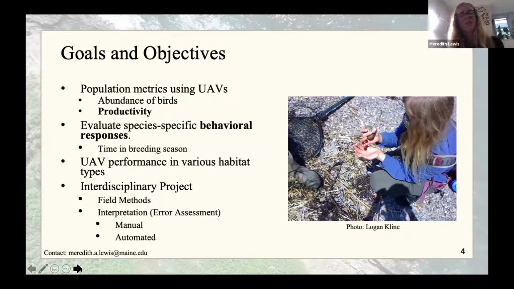We're also looking at UAV performance in various habitat types. We're fortunate, or unfortunate, in Maine that we have a lot of islands that are either covered in brush or have various topographic challenges that we are looking to address and prevent challenges to using UAVs, but we're hoping to have a comprehensive set of recommendations, not just for automated interpretations, but also for implementing these technologies, depending on the situation that these birds are in.